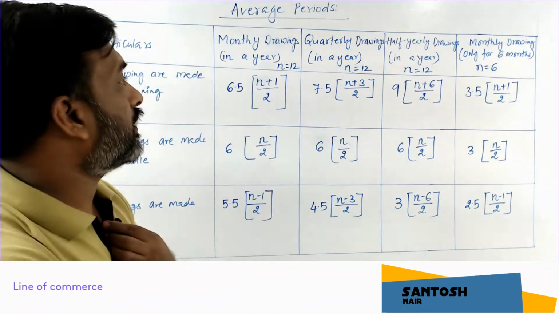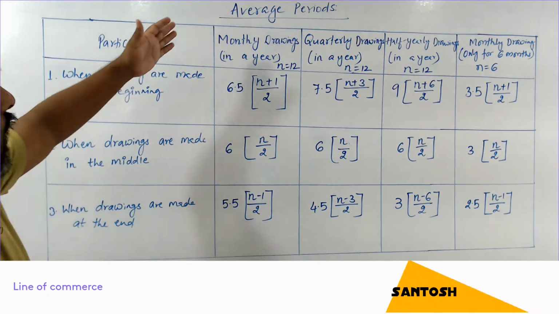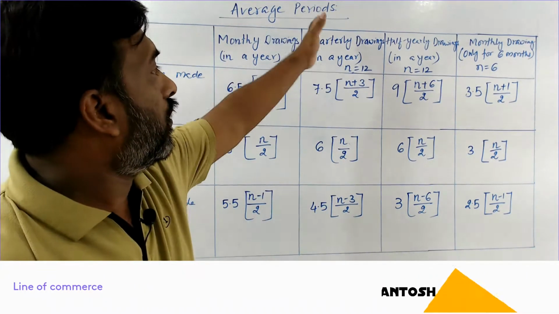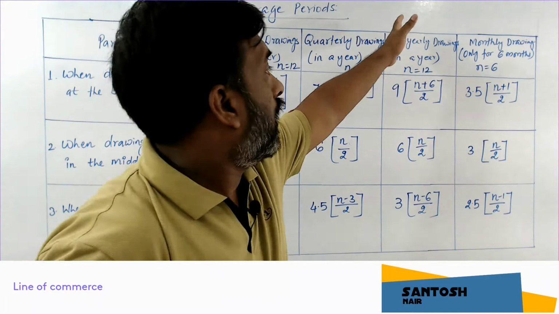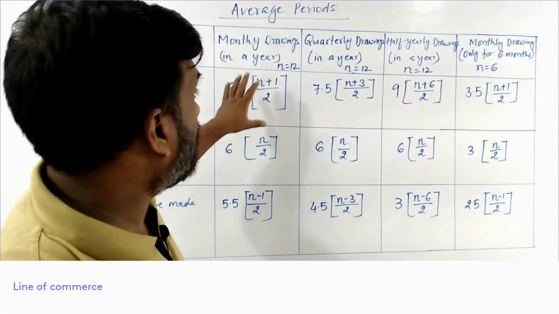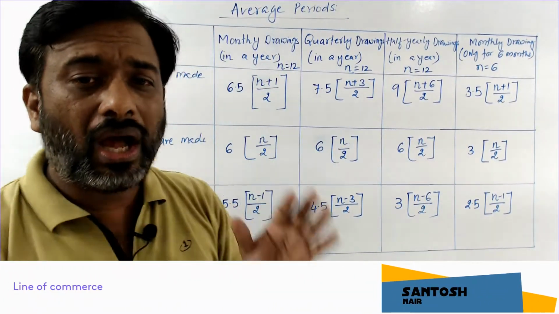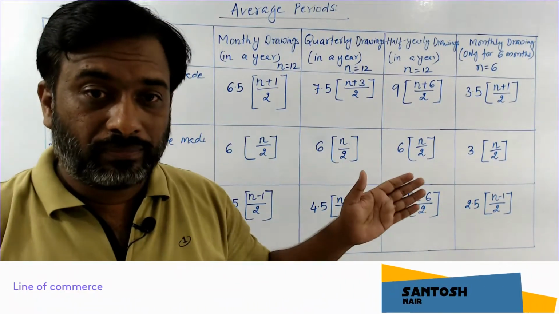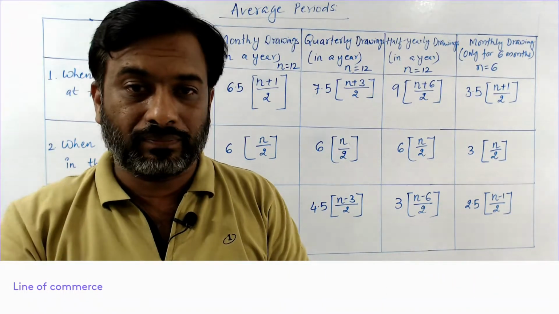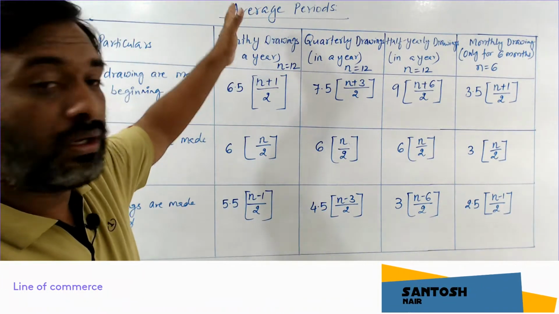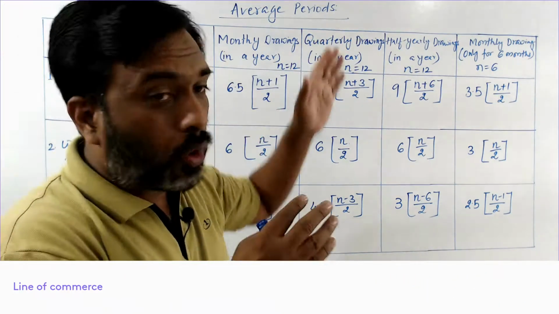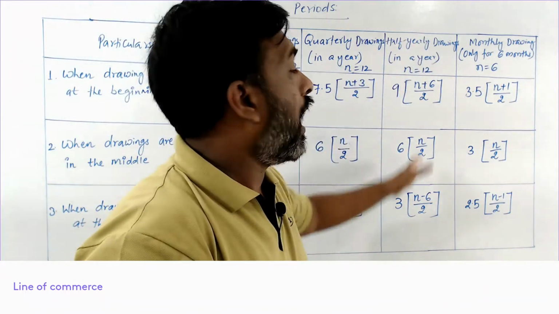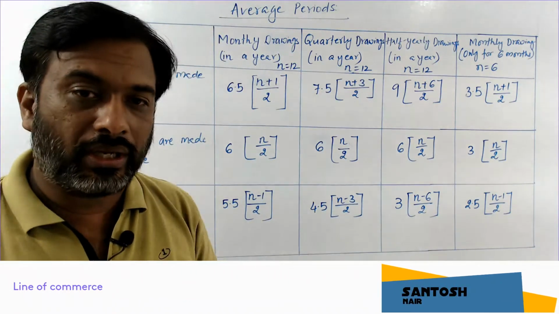Let's see, it is here. So this column is for monthly withdrawal, the second column is for quarterly withdrawals, and this is for half yearly withdrawals. These three columns are for when a partner withdraws monthly during a year, total 12 months. This is quarterly withdrawals in a year for 12 months. Now here, half yearly withdrawals during a year.